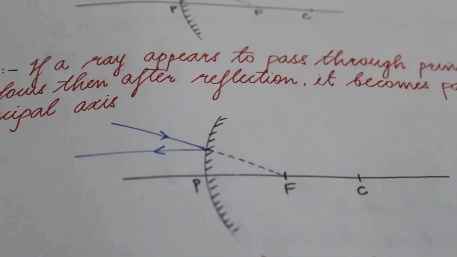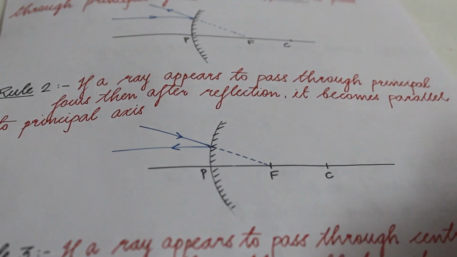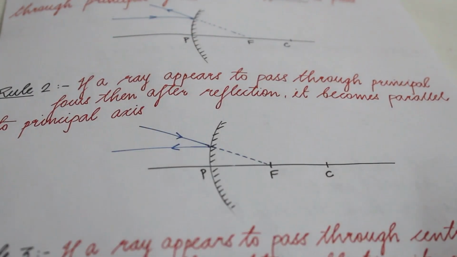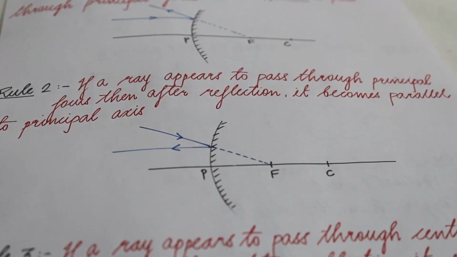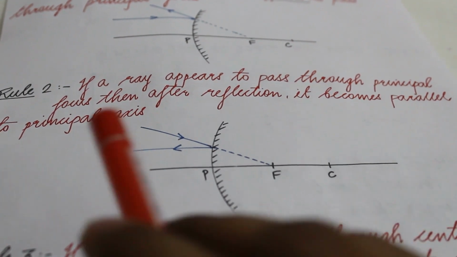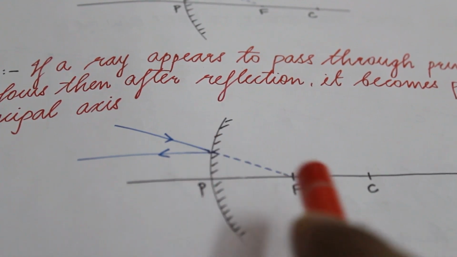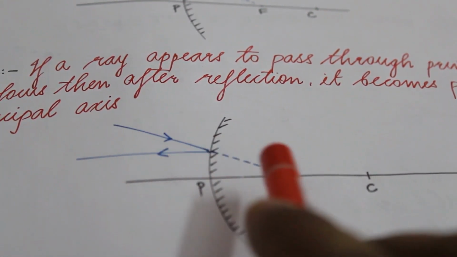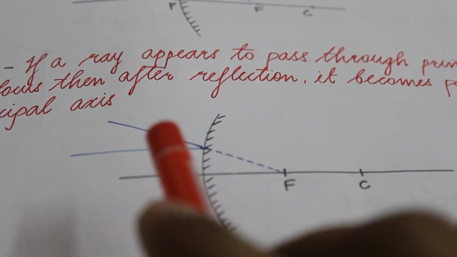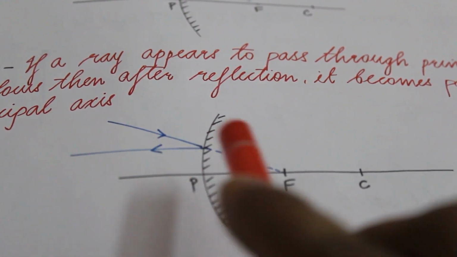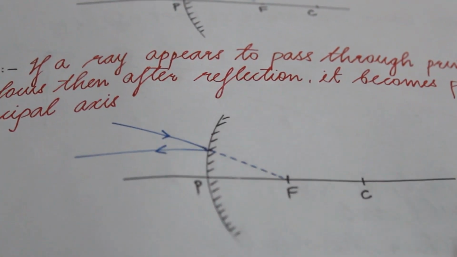Second rule, if a ray is appearing to pass through the principal focus, then after reflection it becomes parallel. As you can see, this is the incident ray. It can't actually pass through focus, but if I produce it, it appears to pass through focus, and after reflection it becomes parallel to the principal axis.